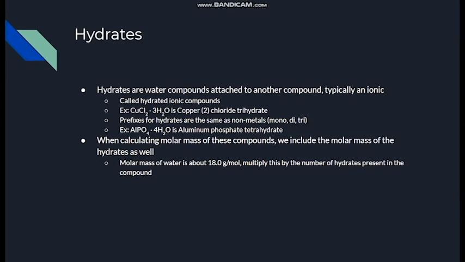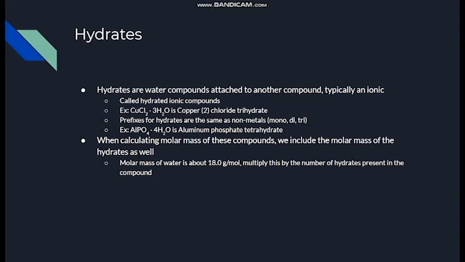Alright. Hydrates. Now, hydrates are a little bit different. They're water compounds that are attached to another compound, typically an ionic compound. They're related to percent compositions and everything we've been talking about before, and I'll go into some examples later on to explain that a bit better. When they are attached to an ionic compound, they're called hydrated ionic compounds. And a good example of this is CuCl2 with 3 hydrates, which is also known as copper(II) chloride trihydrate.